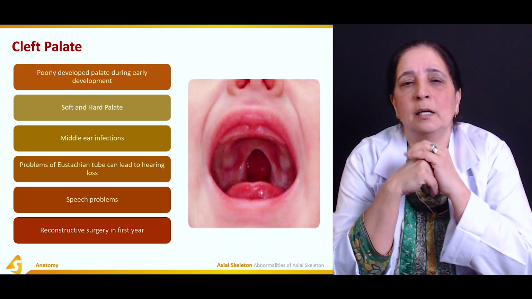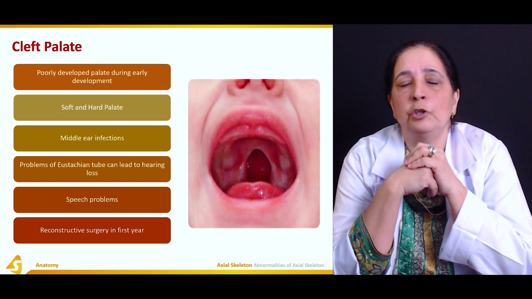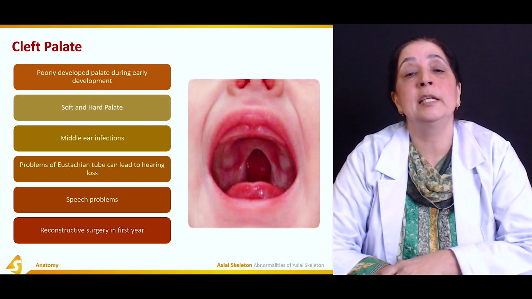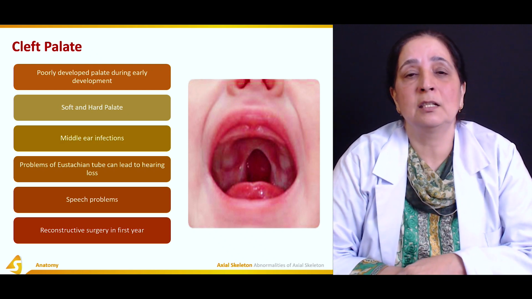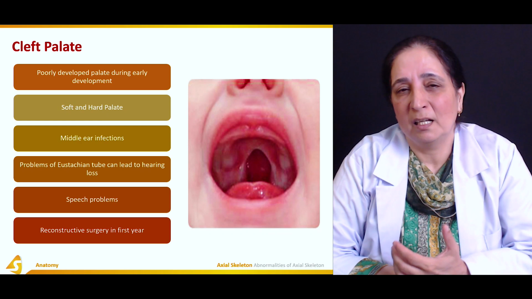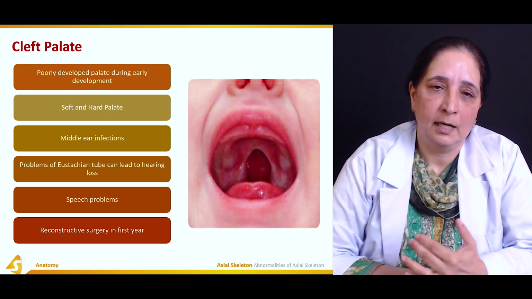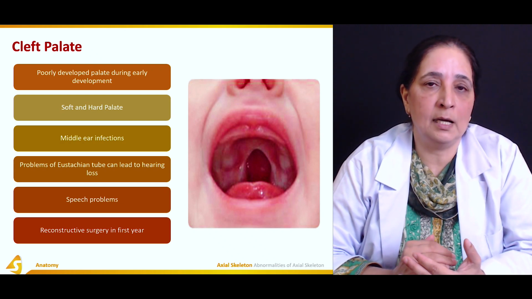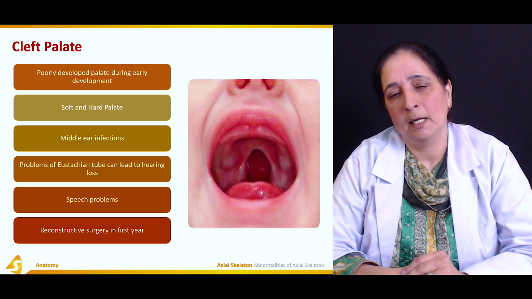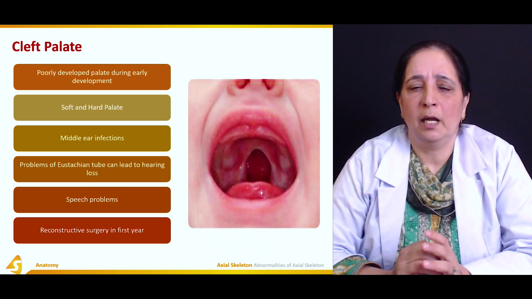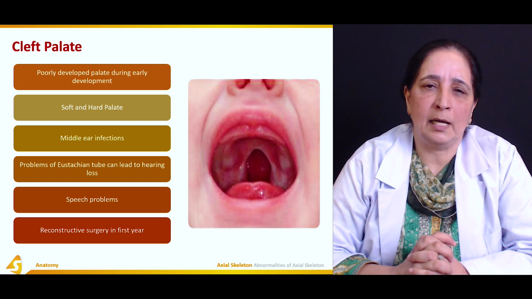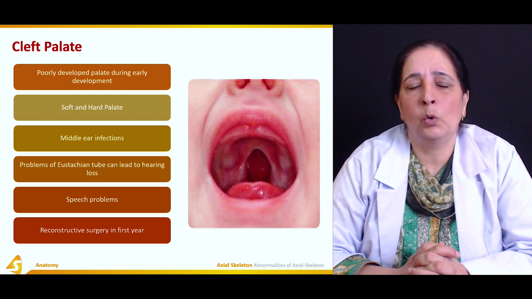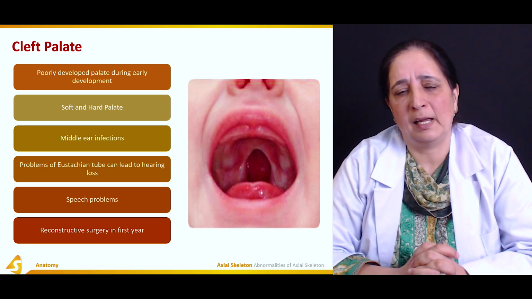If you touch the top of the mouth with your tongue, you can feel the back of the roof is soft. That's called the soft palate. The front is hard, that's called the hard palate. So the palate is the roof of the mouth. Back is the soft palate and the front is the hard palate. This cleft palate usually occurs in the soft palate, and due to failure of fusion, there is a hole left in the soft palate.